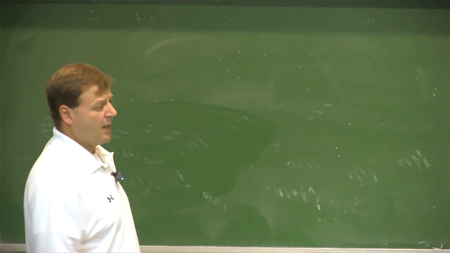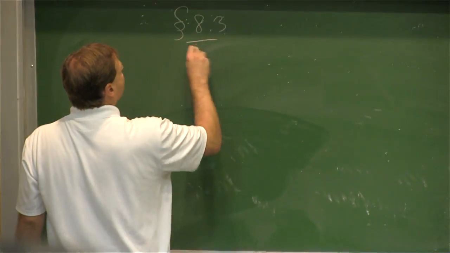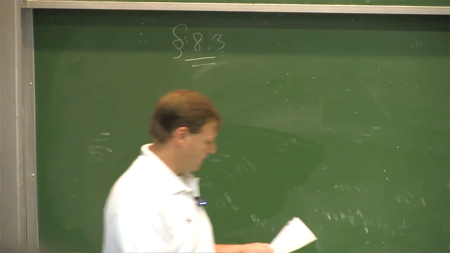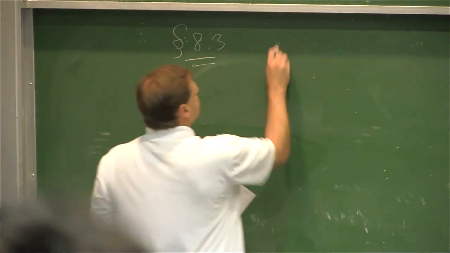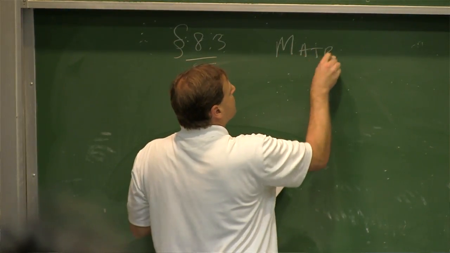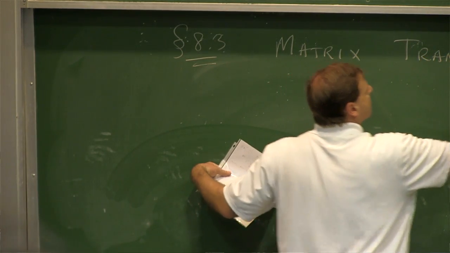Okay, so that was matrix operations. Now we're on to section 8.3. 8.3 and 8.4 are real short, so we'll get through those pretty quickly. Okay, section 8.3, this is about what's called matrix transposition.